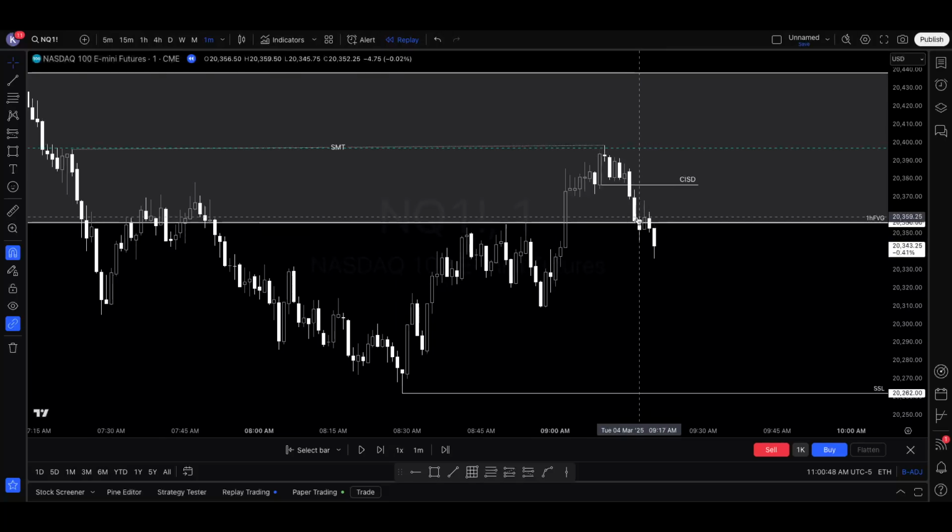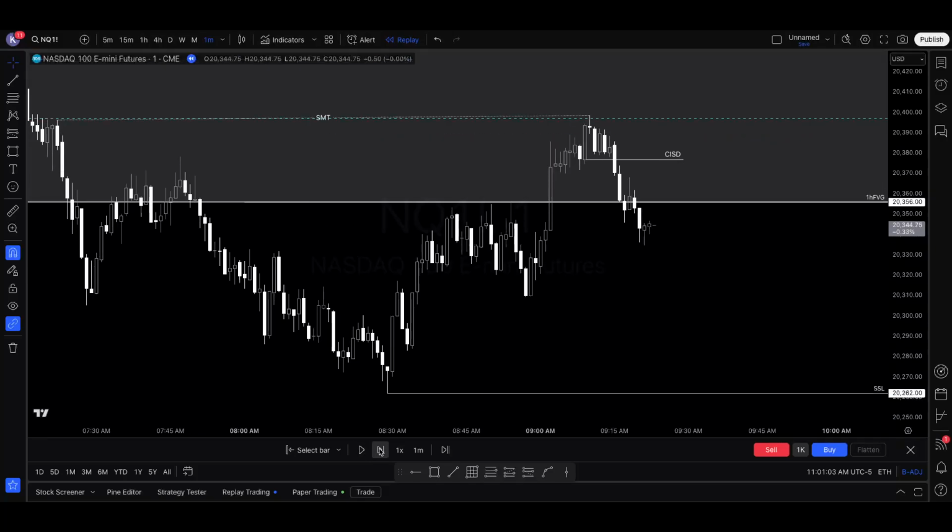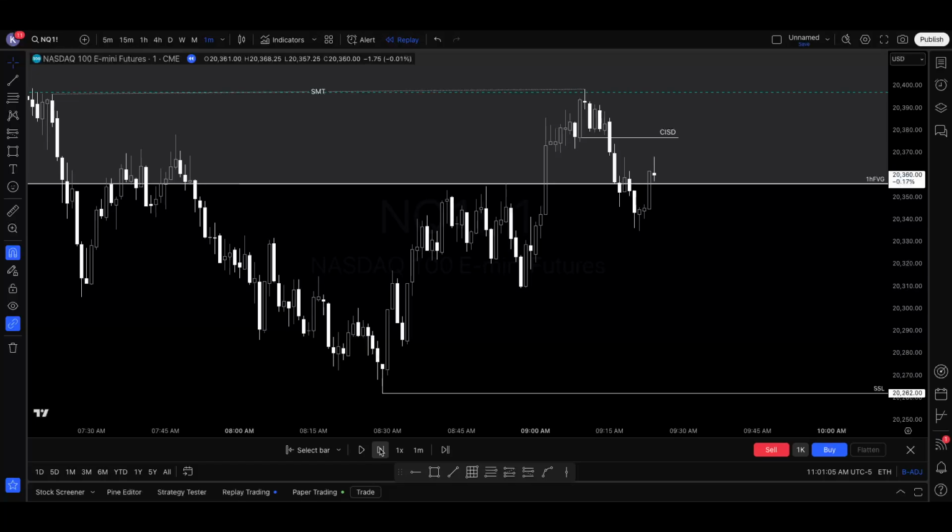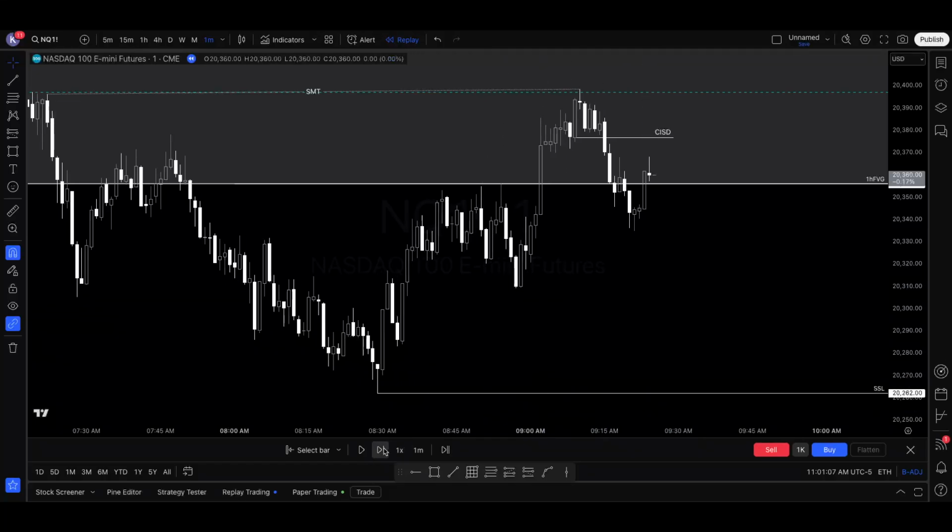So at this point, I'm thinking, all right, well, we're starting to respect these 1 minute fair value gaps, but I'm still not entering because this price is in a discount and I want to enter into a premium because it's just better risk to reward. So I'm still waiting. And then we start to get a move back up, right before market open.